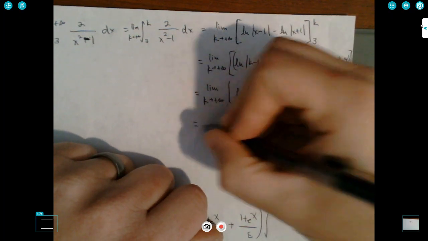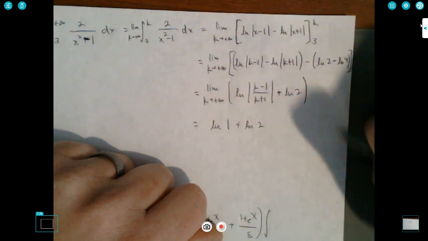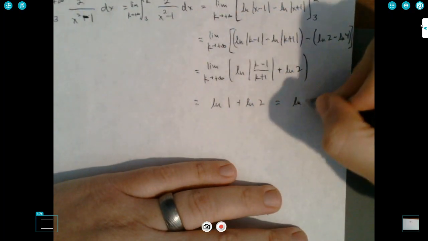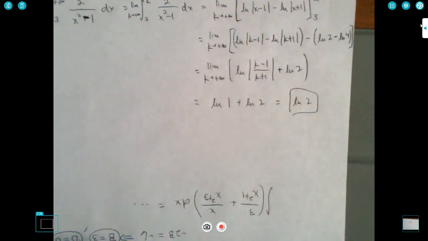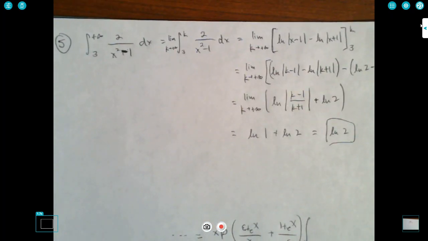So this is really ln of 1 plus ln of 2. ln of 1 is just 0, right? So ln of 2 should be your final answer. I didn't check the answer on that, so I hope that's correct, but I think that should be right. Okay, so ln of 2 on number 5.